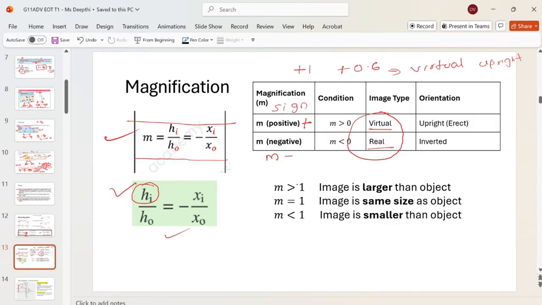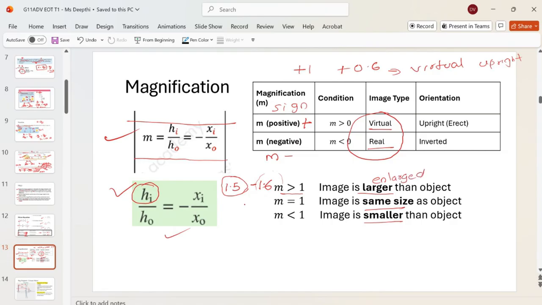But the value of the magnification will tell you if the image is larger, the same size, or smaller than the object. For example, M greater than 1. Give me an M greater than 1 value: 1.5 is greater than 1, right? Or minus 1.6. These numbers are greater than 1 in their value. Don't look at the sign here. Just look at the value of the numbers, 1.5 and minus 1.6. The values are greater than 1. So this means the image formed will be larger than the object. It's an enlarged image. Okay.